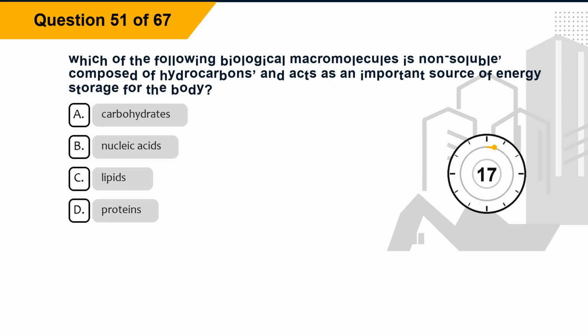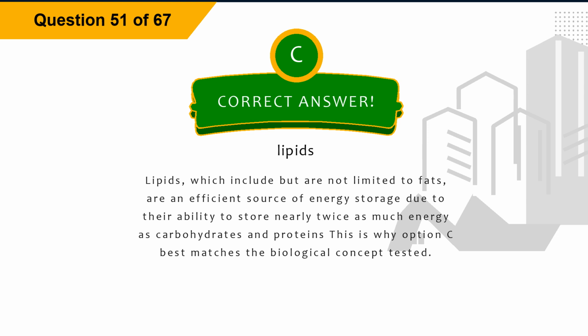Question 51. Which of the following biological macromolecules is non-soluble, composed of hydrocarbons, and acts as an important source of energy storage for the body? Option A, carbohydrates. Option B, nucleic acids. Option C, lipids. Option D, proteins. The correct answer is option C, lipids. Explanation. Lipids, which include but are not limited to fats, are an efficient source of energy storage due to their ability to store nearly twice as much energy as carbohydrates and proteins. This is why option C best matches the biological concept tested.